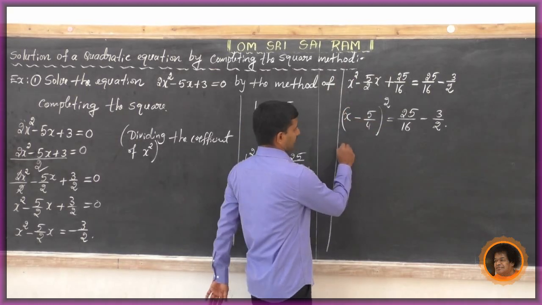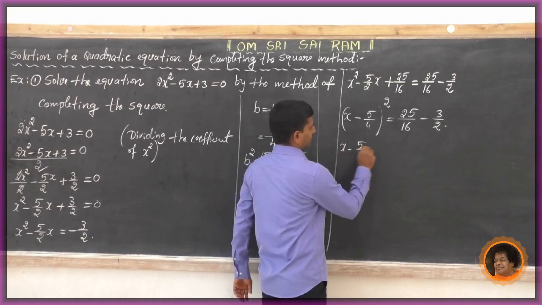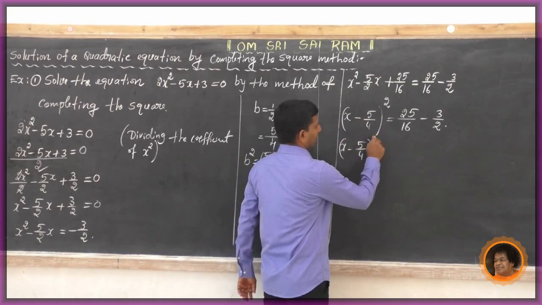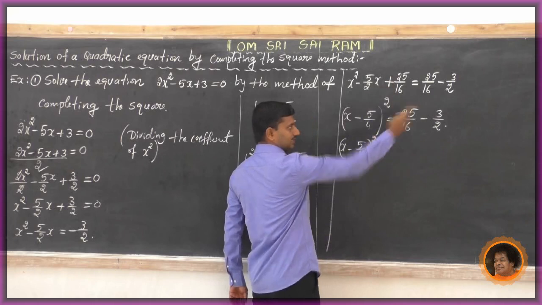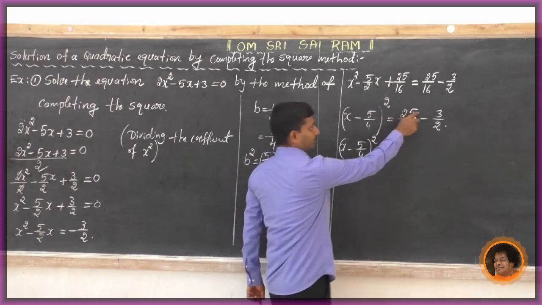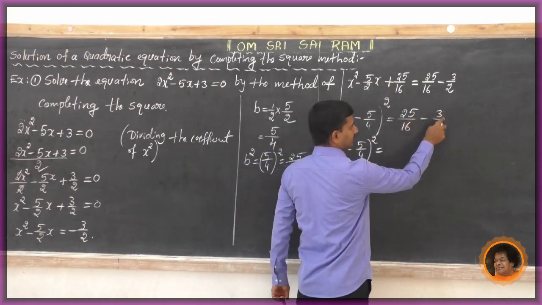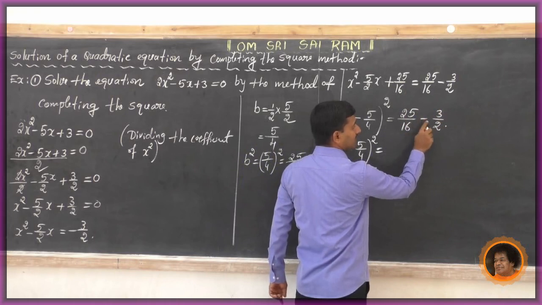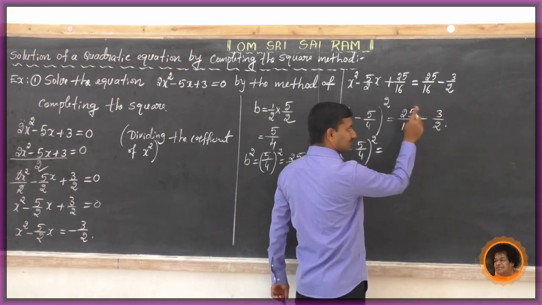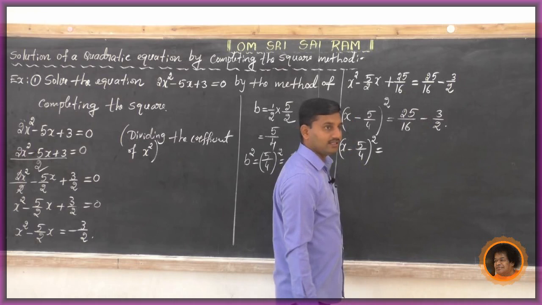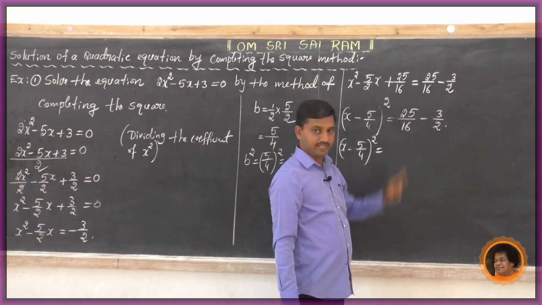Next, solve the equation x minus 5 by 4 whole square equal to, just look at the right hand side, 25 by 16 minus 3 by 2. In between there is a minus sign, so we have to subtract, but the denominator must be the same.